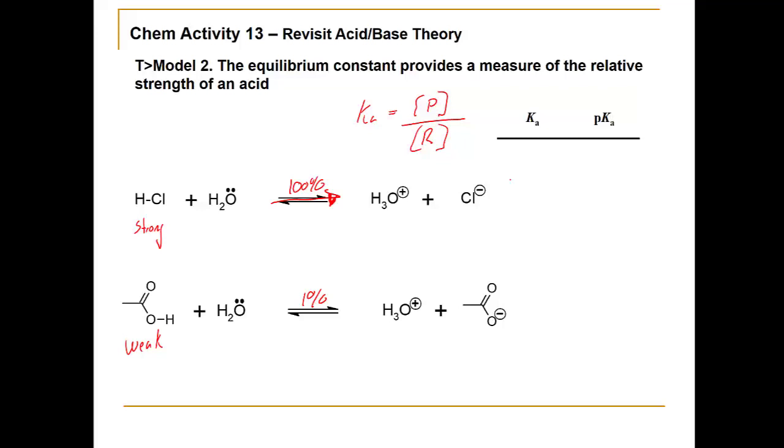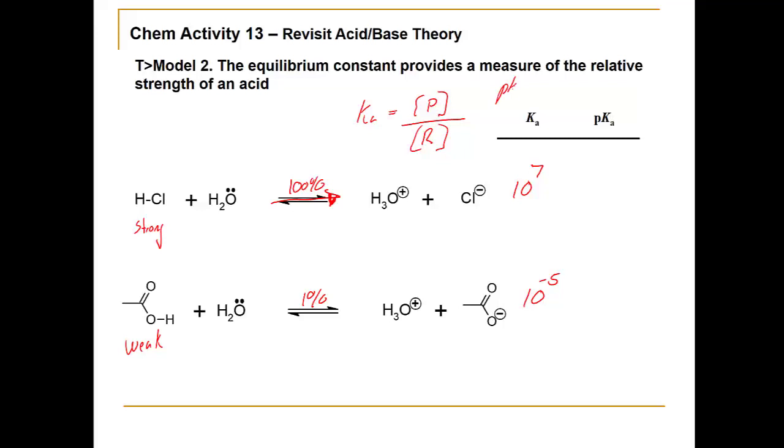Now for HCl, normally it's considered that its Ka is roughly 10 to the 7. And in the case of acetic acid, we say its Ka is roughly 10 to the minus 5. Now P, as in pKa, means the negative log.